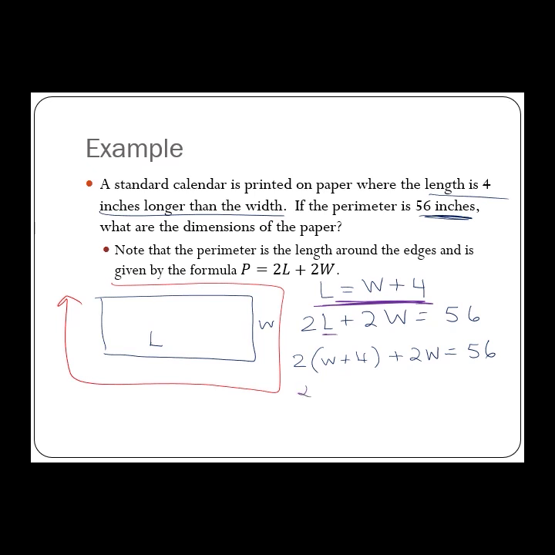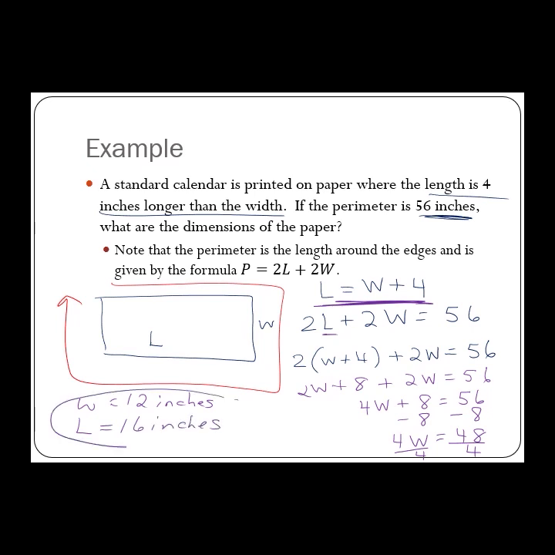And we get 2W plus 8. We have to remove parentheses first. Combine like terms. Addition property of equality, we subtract 8 from both sides. And we divide by 4. So we get that the width equals 12 inches. And then because the length is 4 more than the width, the length is 16 inches.